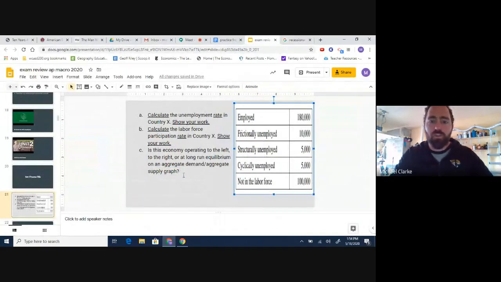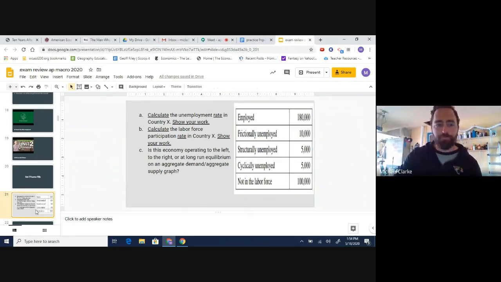And that's all you got to do. Just say to the left. You don't have to explain it. And if you did have to explain it, you would say times are tougher, recession. There are 5,000 people who are unemployed as a result of recession, which means that short run equilibrium would be to the left. Okay? All right, we'll do one more and then we'll wrap it up.